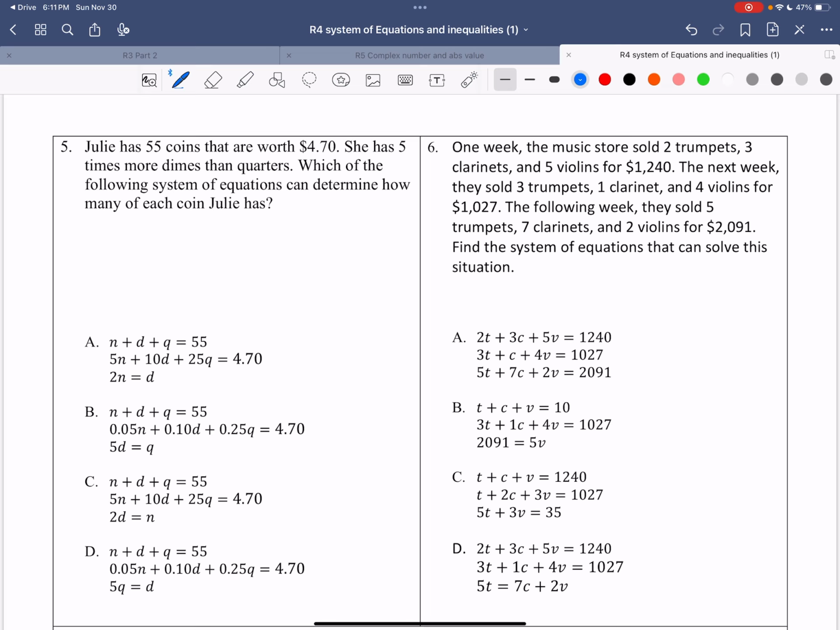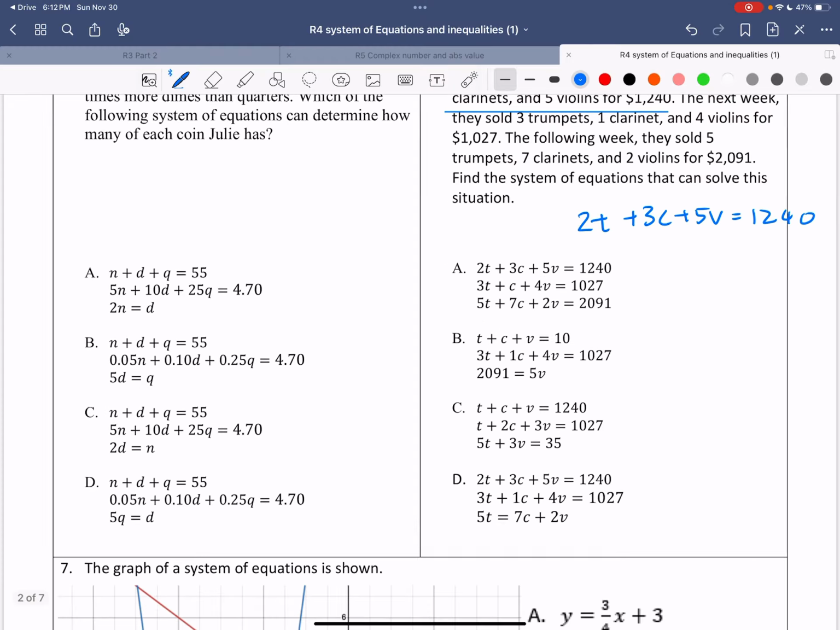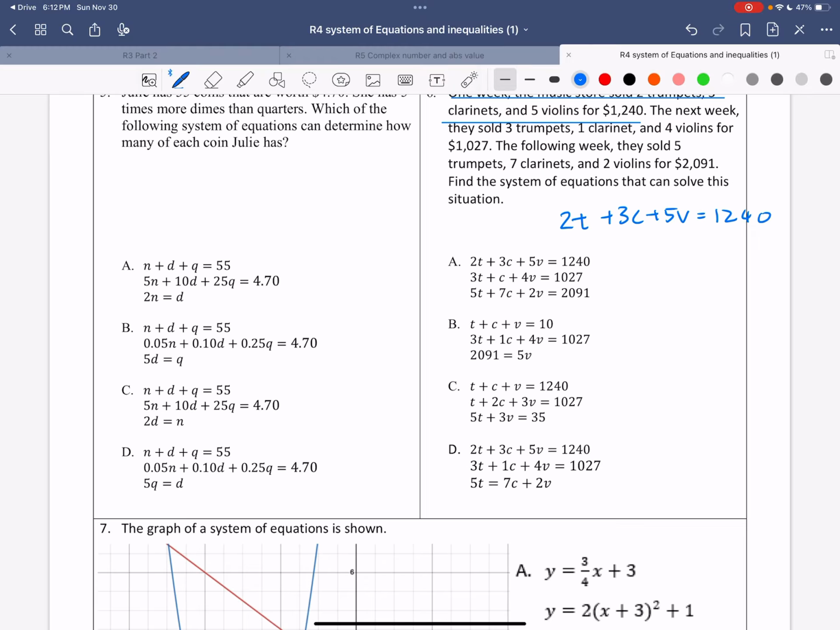For example, one week, the music store sold 2 trumpets plus 3 clarinets and 5 violins for $12.40. That's how I set up the first sentence. So if you read it, you're gonna see it's a slightly different format, but finding out the other 2 equations is not gonna be too difficult. So make sure you get it done by yourself, okay?